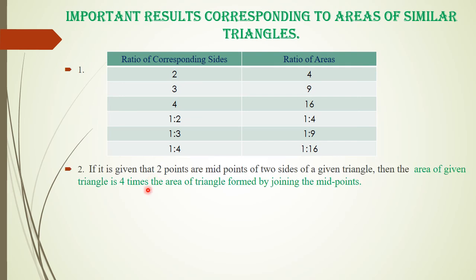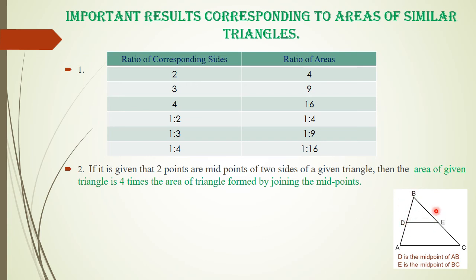Second important result is, if it is given that two points are midpoints of two sides of a given triangle, then the area of the given triangle is 4 times the area of the triangle formed by joining the midpoints. Suppose ABC is the given triangle, and in the problem it is given that D and E are the midpoints of AB and BC. Now you can see if we join DE, we have another triangle, that is triangle BDE.